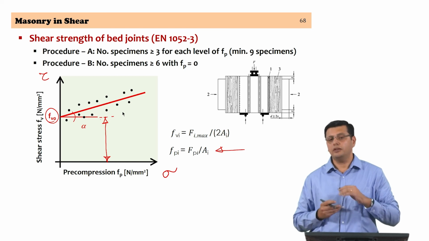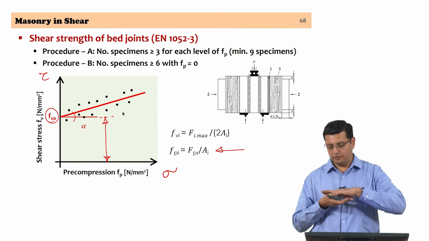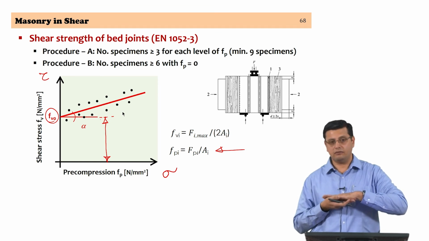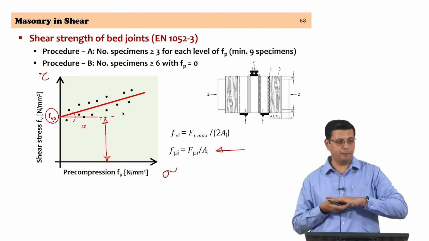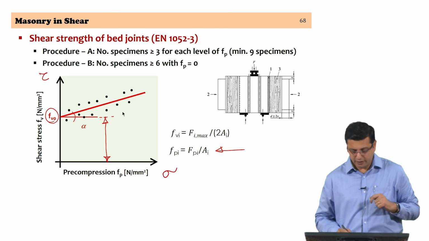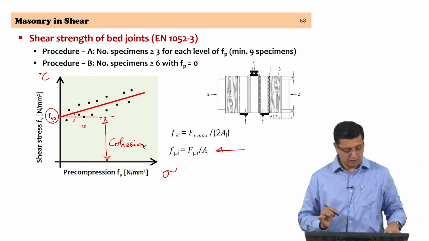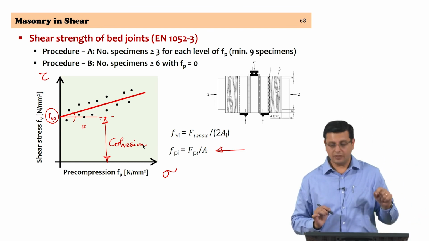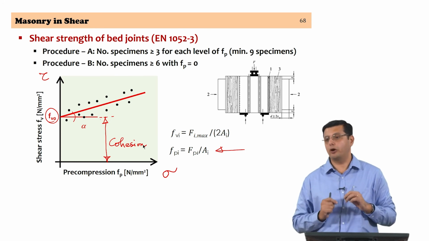This value, physically if you look at this value, the only thing that is resisting the failure of the joint is the bond, right. There is no precompression, there is no other resisting element here. So, what we are really looking at here is what is called cohesion, which is nothing but bond. So, this y axis intercept is referred to as cohesion, which is available because of the bond.